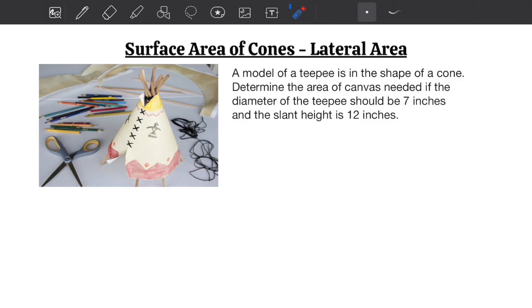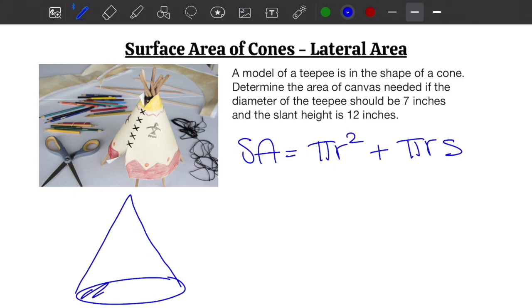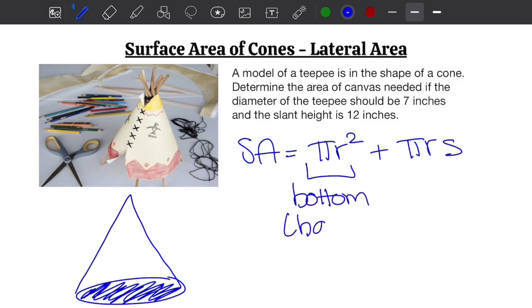So in the previous video, you looked at how to calculate the surface area of a cone, and you found the formula to be surface area is equal to pi r squared plus pi rs. And I'm going to draw a very rough sketch of a cone here. And this surface area formula comes from calculating the area of the bottom of the cone. So this is a circle. So the pi r squared represents the area of the bottom or the base.